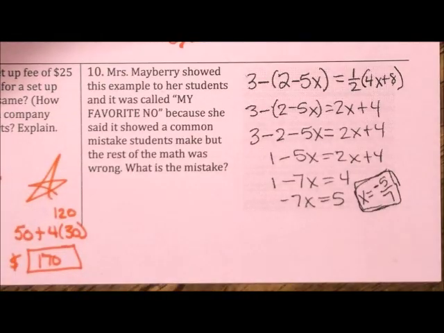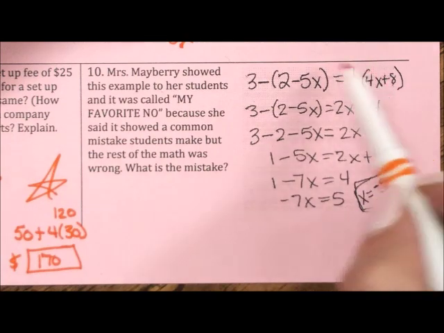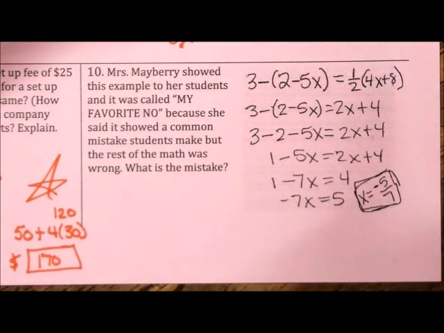Okay, Mrs. Mayberry showed this example to her students, and it is called My Favorite No, because she said it showed a common mistake students make, but the rest of the math was right. What is the mistake? Well, let's look. I see the mistake. Do you?